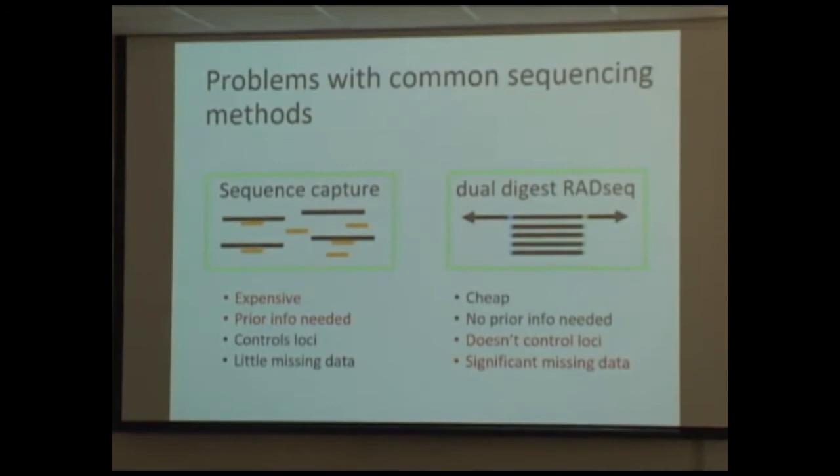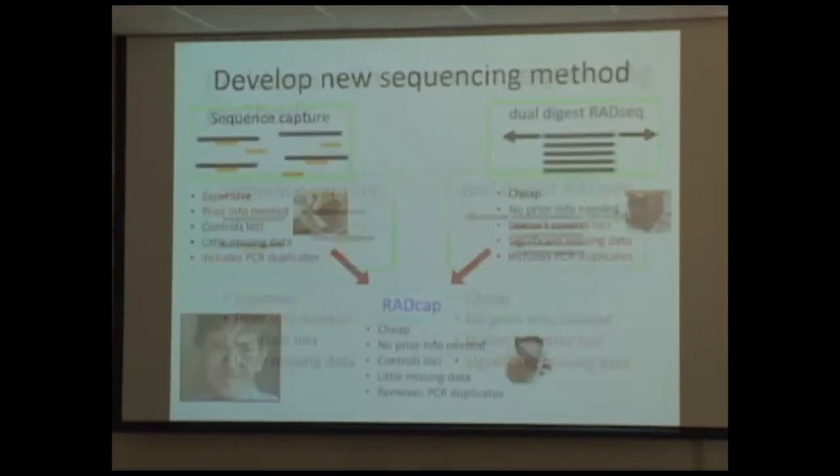Because I have so many samples, I thought missing data would be an especially big problem, but I didn't have enough money to use sequence capture. So I set out to develop a new method of collecting genetic data. In collaboration with Travis Glenn, we developed RADcap, which uses elements of sequence capture and dual digest RADseq. And RADcap is cheap, no prior genetic information is needed.